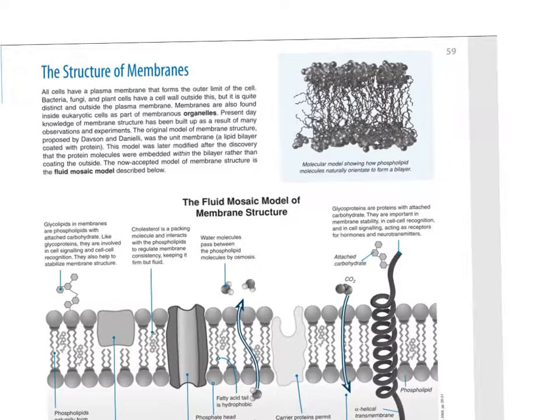Present day knowledge of membrane structure has been built up by the result of many observations and experiments. The original membrane structure proposed by Davson and Danielli was a unit membrane, a lipid bilayer coated with protein. Well, we'll talk about that in a minute. But the question is then, why do they say membranes are also found inside eukaryotic cells? Why do they say eukaryotic cells? Aren't membranes found in prokaryotic cells?